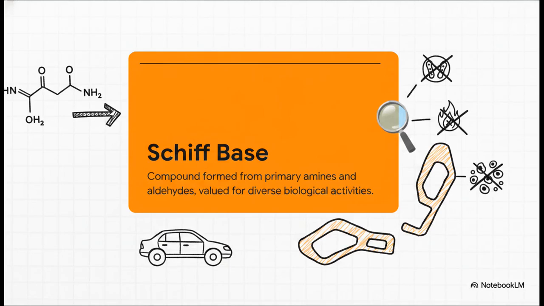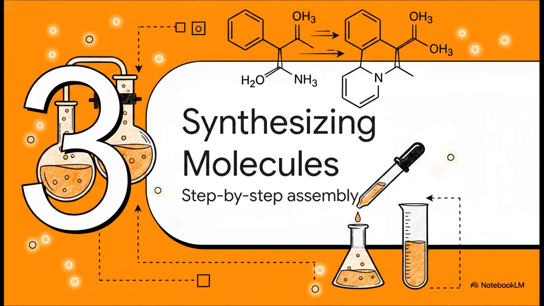Developed way back by German chemist Hugo Schiff in 1864, these compounds are formed by condensing primary amines and aldehydes. But here's why they actually matter to us today. These compounds act like incredibly versatile structural scaffolds. Think of them kind of like the highly adaptable chassis of a car. By tweaking the chemical attachments, scientists can optimize them to produce completely new drugs with potential antibacterial, anti-inflammatory, or even anti-cancer properties. Now for the really fun part.